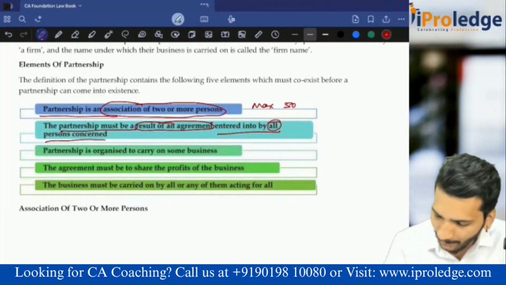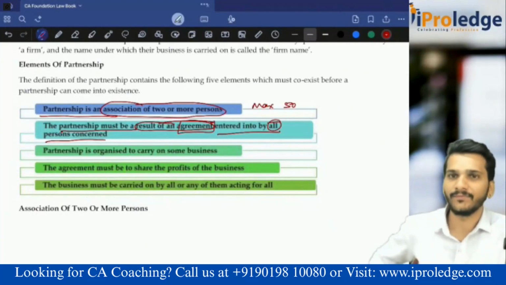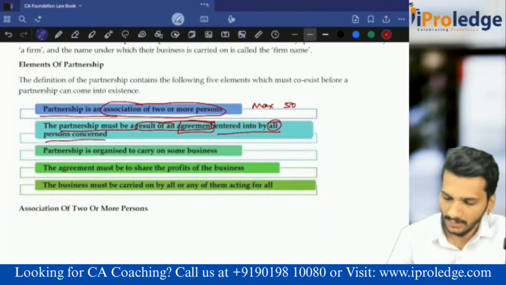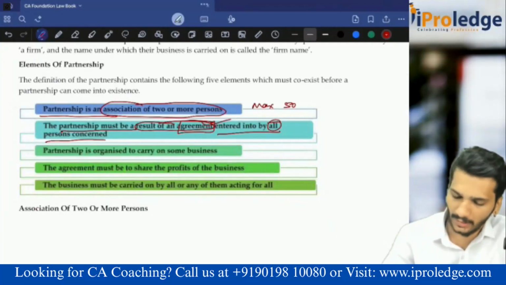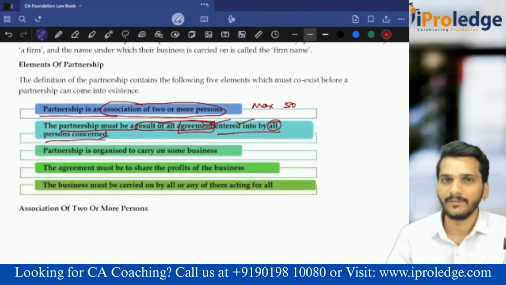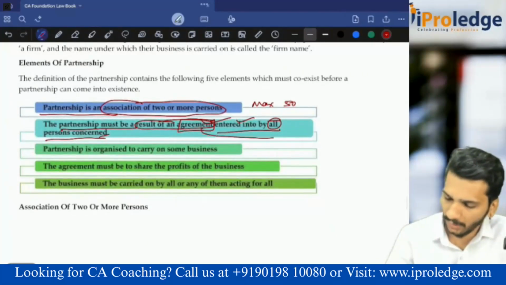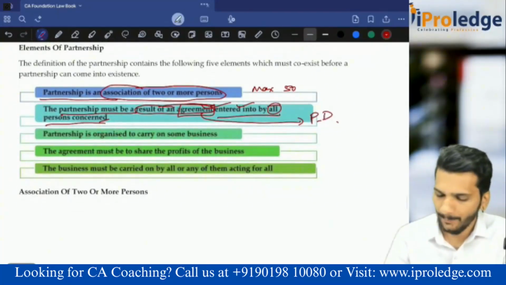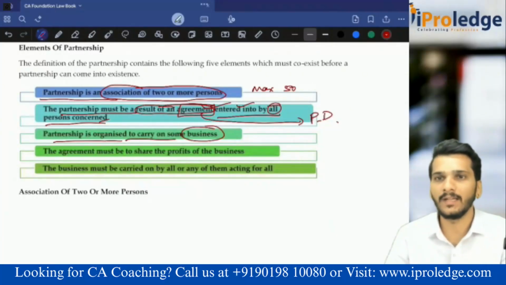But when I say an agreement, does it need to be always written? No, agreement need not be written. If it is written, that is better for the purpose of avoiding future disputes. That's it. So there should be an agreement, and that agreement should be entered by all the partners concerned. That agreement is called as what? Partnership deed. And partnership is organized to carry what? The business, not the charitable activities.